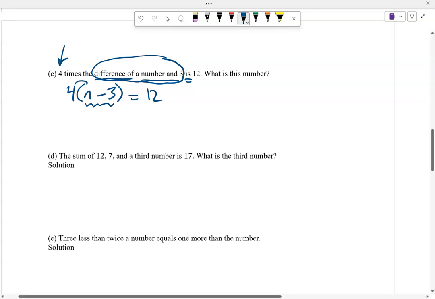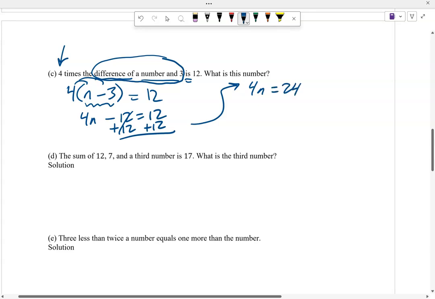We can go ahead and solve that. So 4n minus 12 equals 12. And you go ahead and add 12 to both sides. I got 4n equals 24. Now we'll divide by 4. So we got 6.